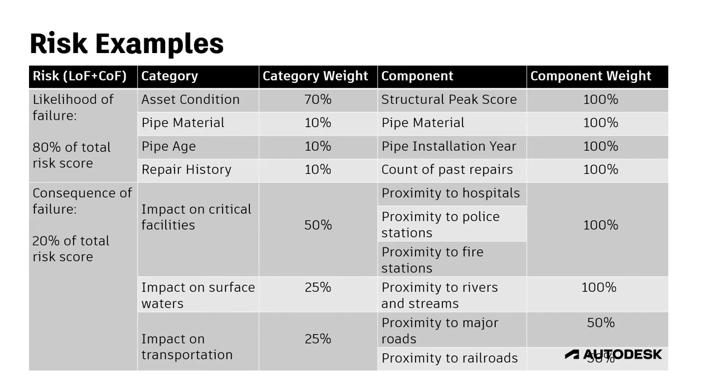As summarized in this table, some categories might be comprised of more than one component. For example, the critical facilities category scores proximity to hospitals, proximity to police stations, and proximity to fire stations separately but combines the scores to get the maximum value of the 3. On the other hand, the impact on transportation category scores proximity to major roads and proximity to railroads separately, each having a 50% component weight relative to the total category score.